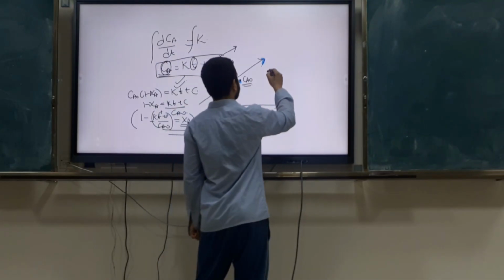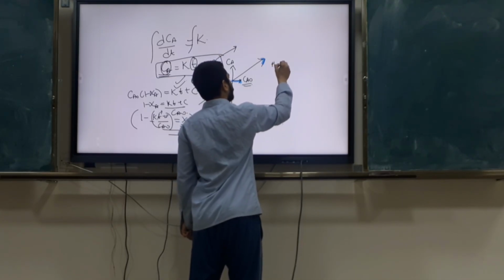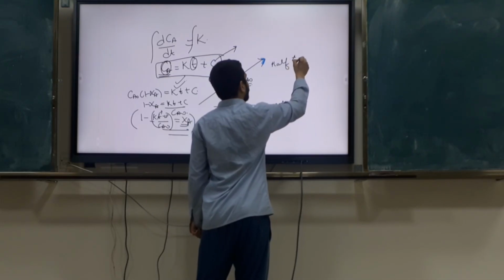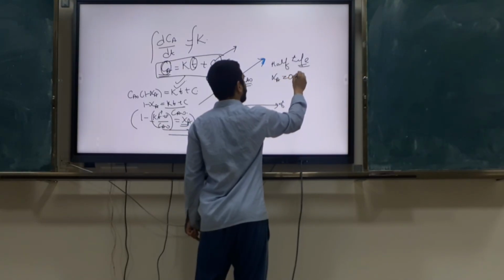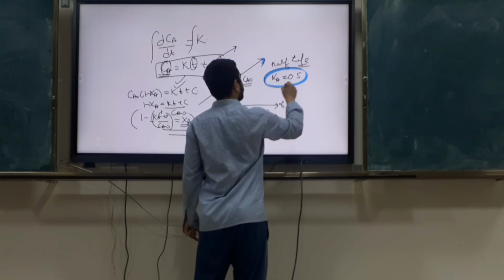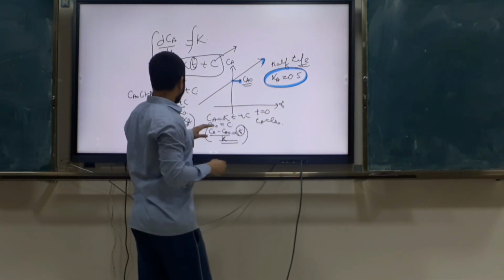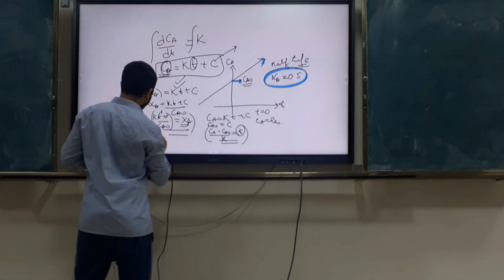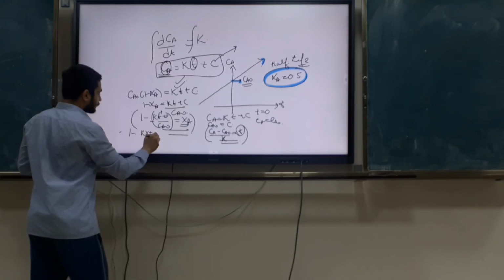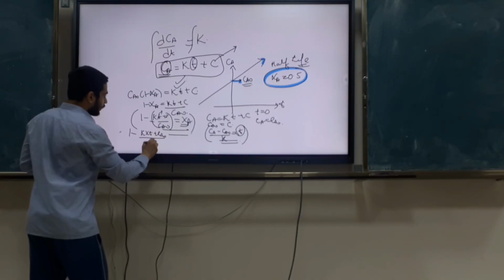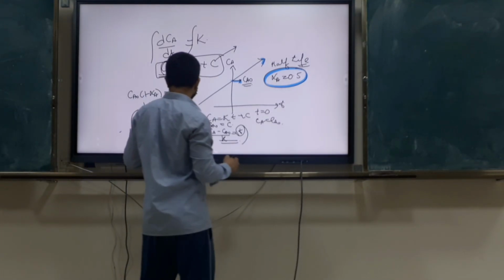So zeroth order reaction. In the zeroth order reaction, the half time, or the time in which the concentration will be half, or Xa will be equal to 0.5. So the half life of this zeroth order reaction, how we will find? We will put this Xa equal to 0.5. So 1 minus (K into t plus Ca naught) upon Ca naught is equal to 0.5. So this is how we will find the half life.